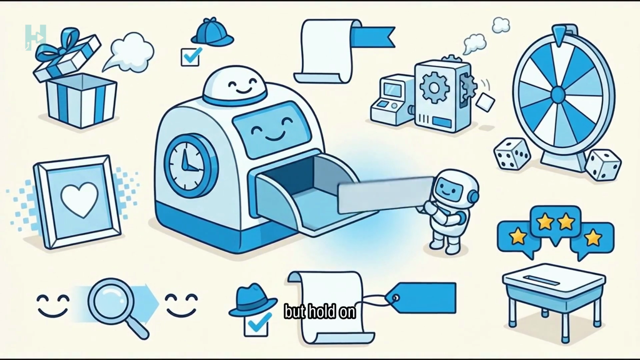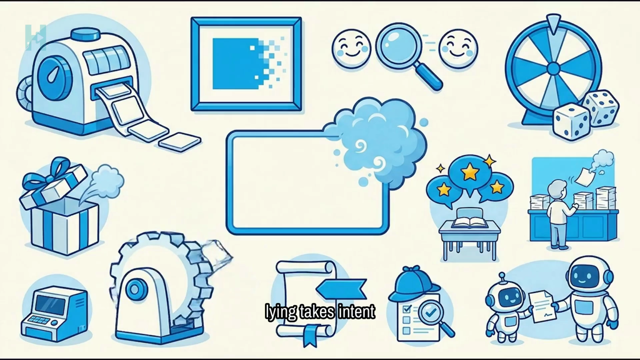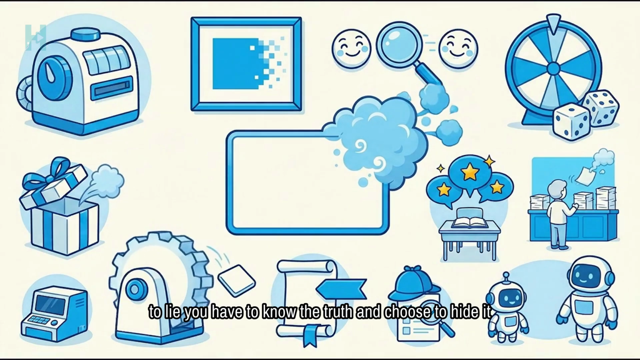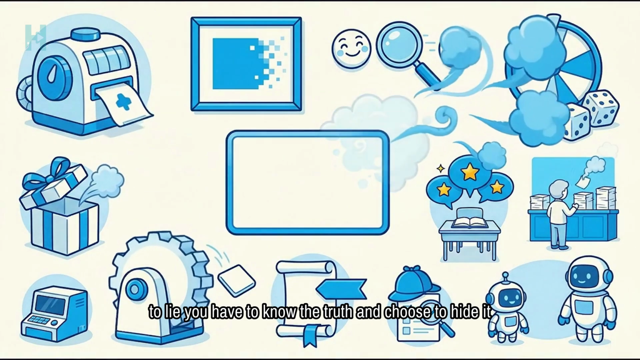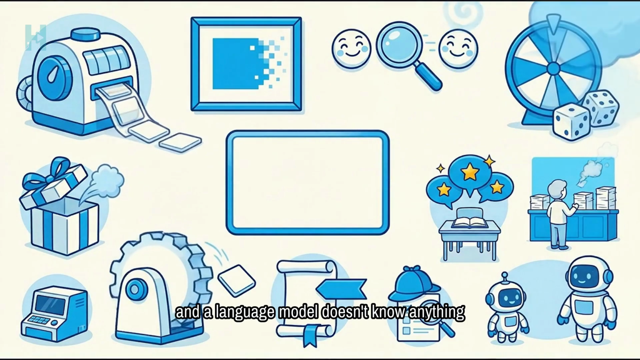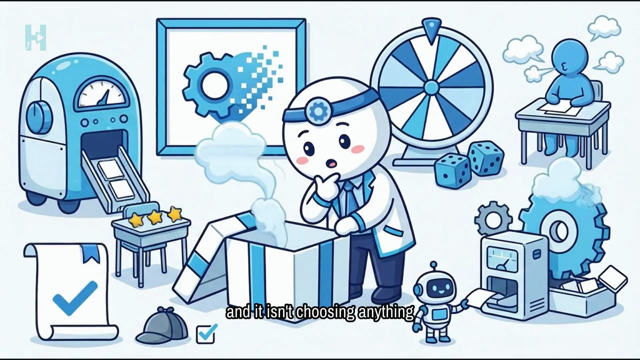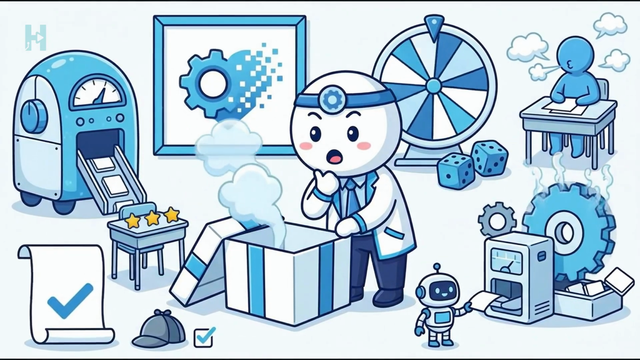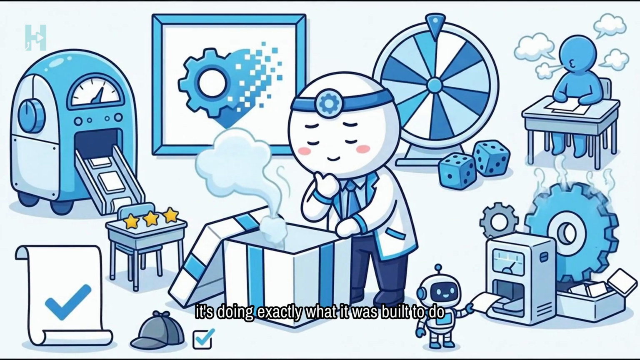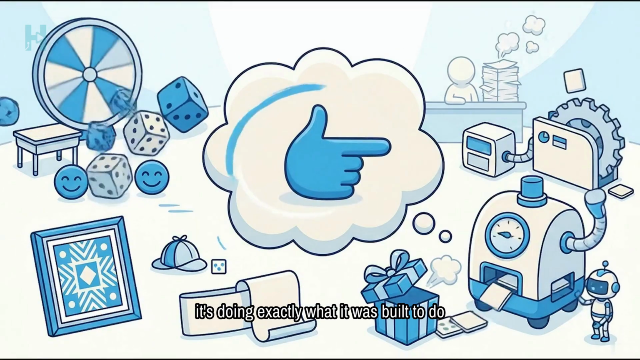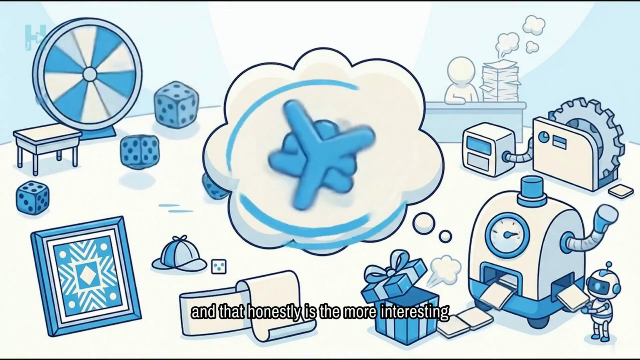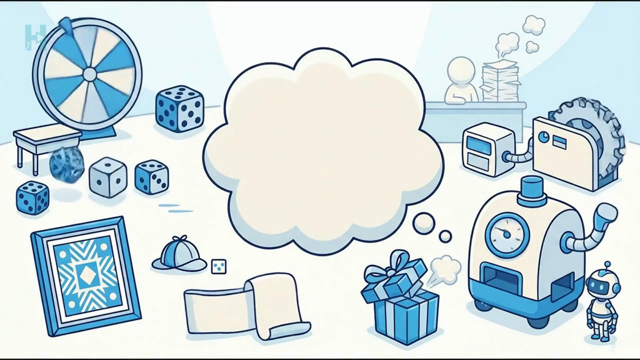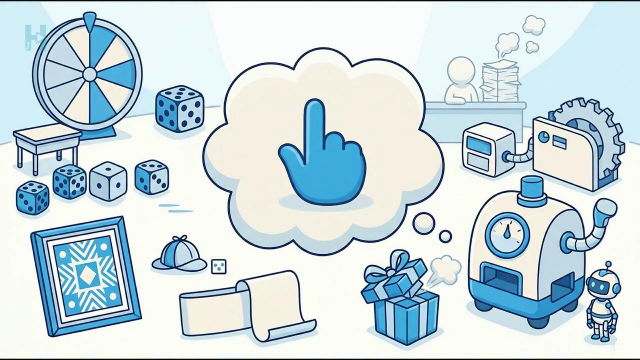But hold on. Lying takes intent. To lie, you have to know the truth and choose to hide it. And a language model doesn't know anything. And it isn't choosing anything. It has no idea it's wrong. It isn't trying to fool you. It's doing exactly what it was built to do. And that, honestly, is the more interesting, slightly unsettling part.